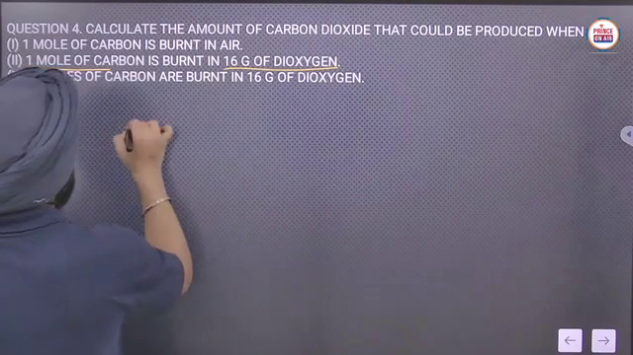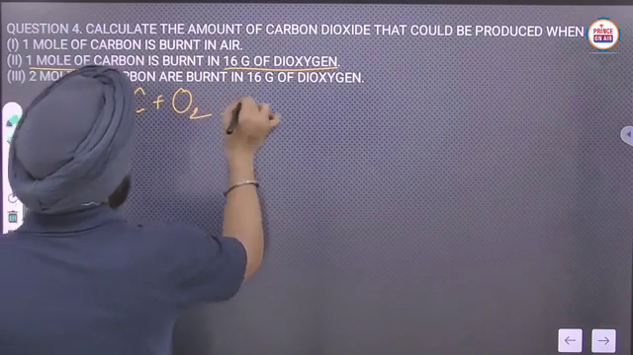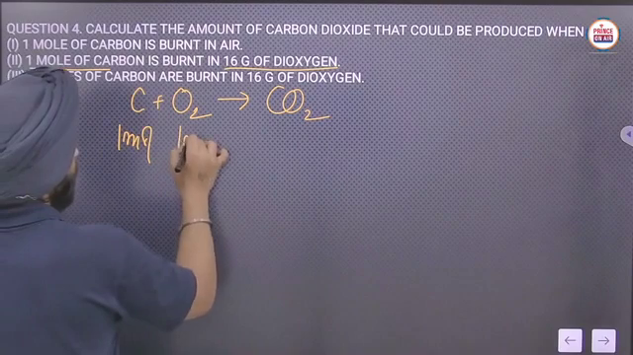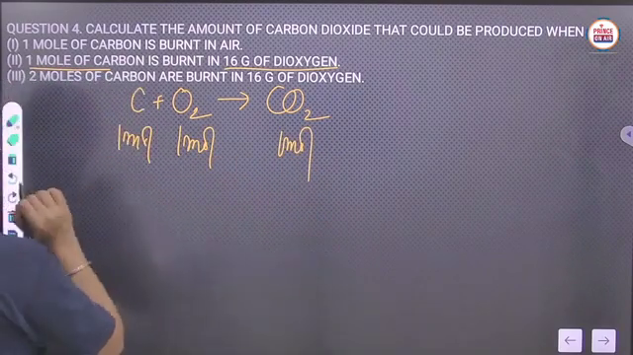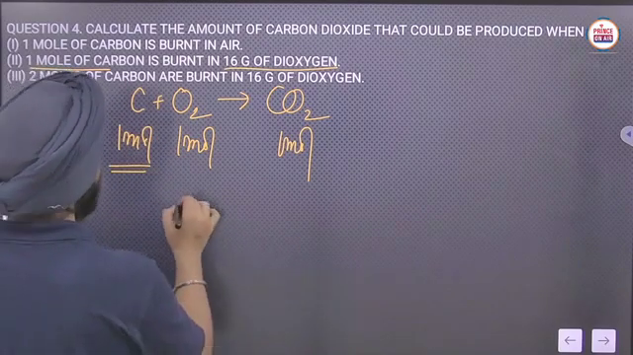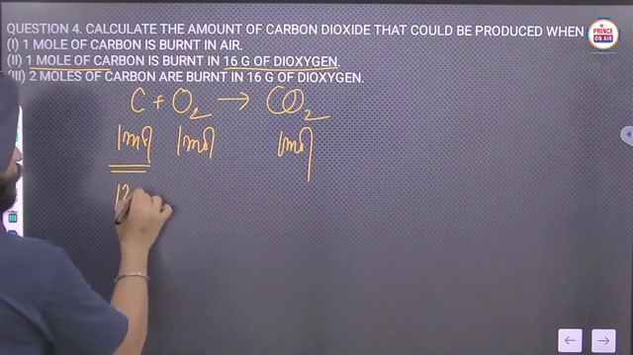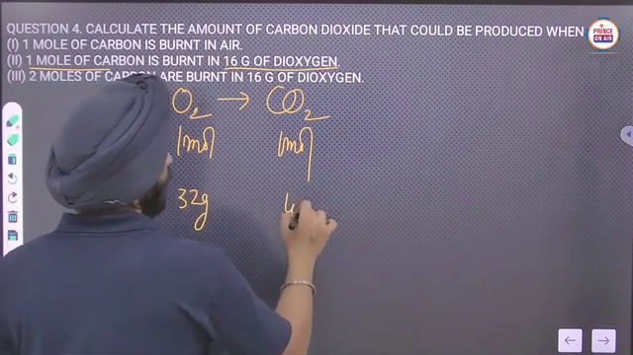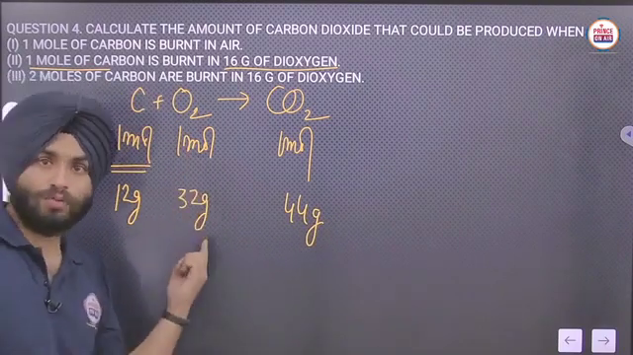See, 1 mole of carbon reacts with 1 mole of oxygen and gives you 1 mole of carbon dioxide. Clear? Now we are having 1 mole of carbon, but the oxygen is of how much amount? 16 gram. But you can see 12 gram of carbon reacts with 32 gram of oxygen and forms 44 gram of carbon dioxide. In that way, 1 mole of oxygen is equal to 32 gram.